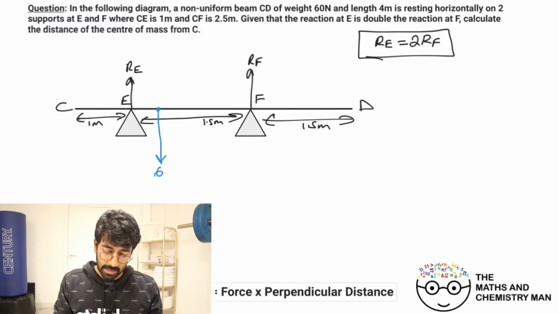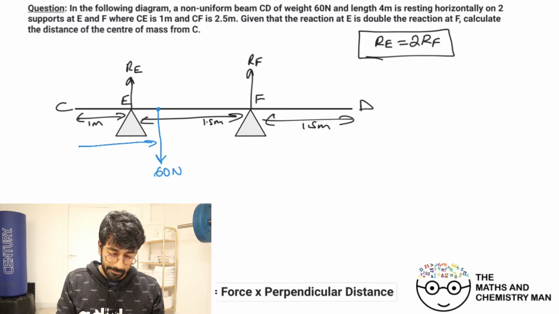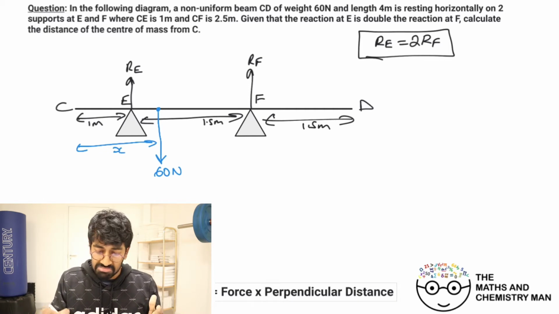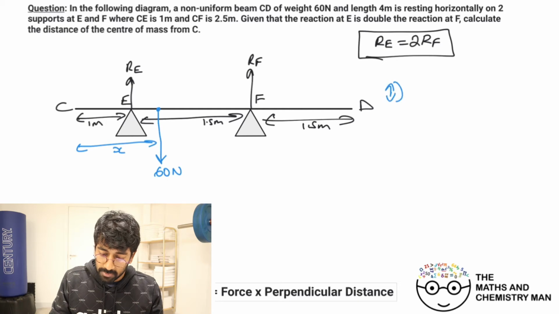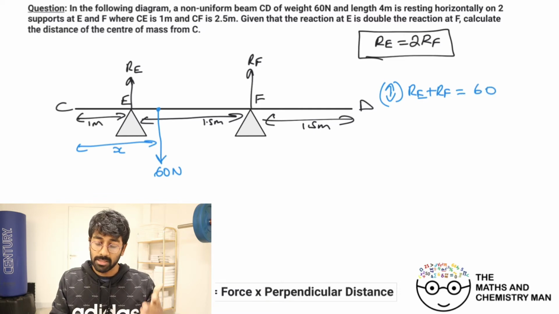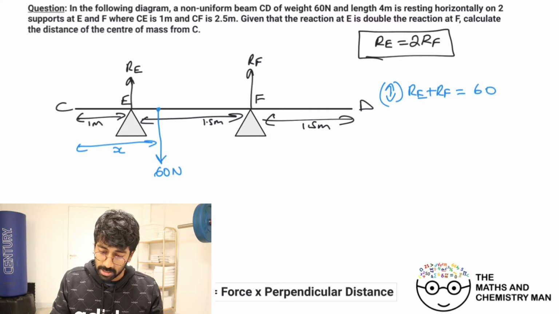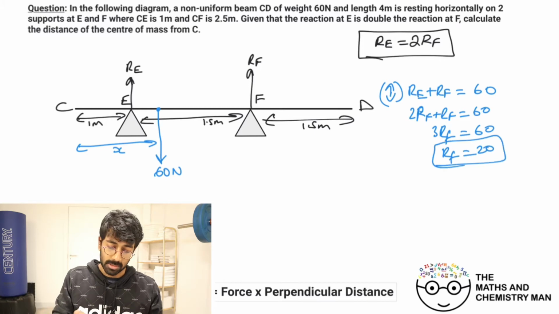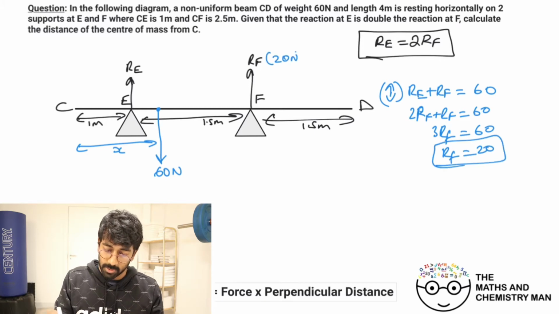And we'll put 60 newtons coming downwards. That distance there is going to be X, because that's the one we're looking for, right? And I think we're ready. Let's go. Let's get cracking. So upwards equals downwards. So RE plus RF is equal to 60. Now we're told that RE is equal to 2RF. So we can say 2RF plus another RF is equal to 60. That means 3RF is equal to 60, and therefore RF is just equal to 20 newtons. So that one there's 20 newtons.